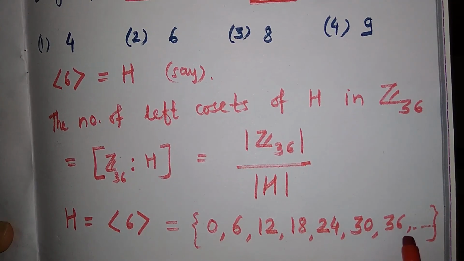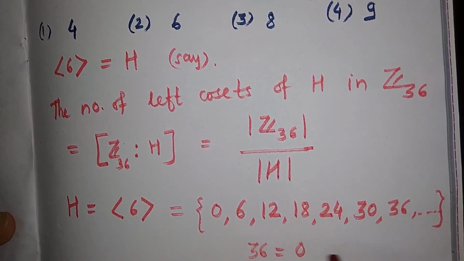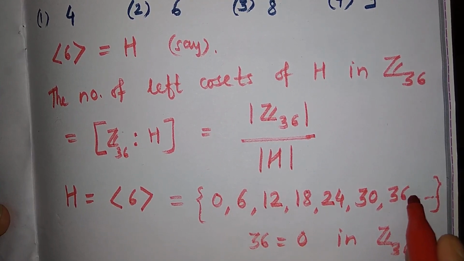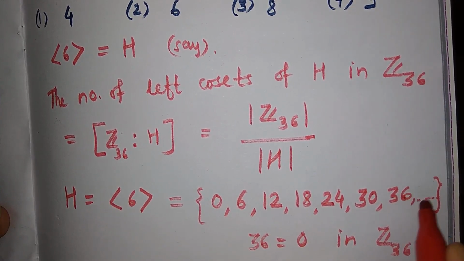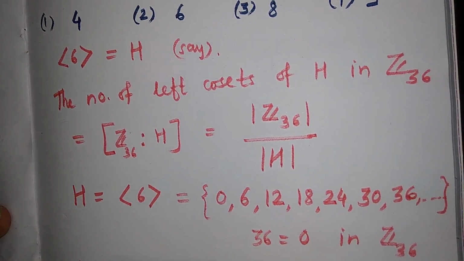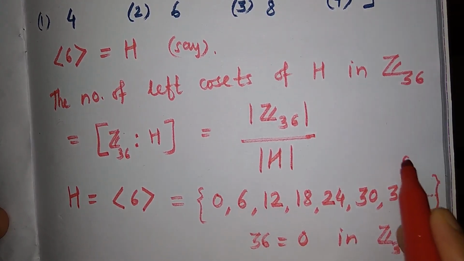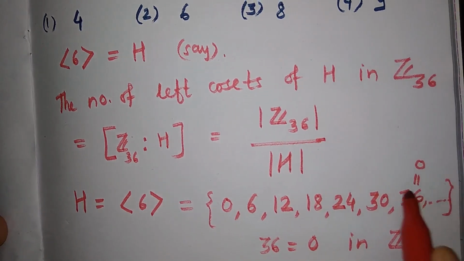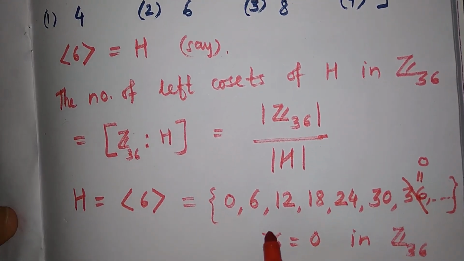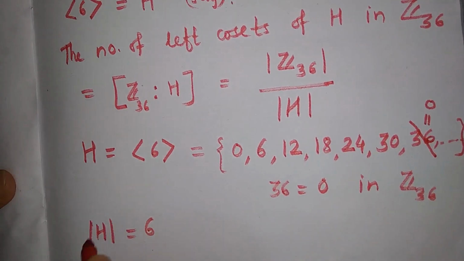Now you just note that this 36 is the same as 0 in Z36, right? Because 6 divides 36, 36 divides 36. So the order of H is just equal to, so this is the same as 0, so we should not count it again. So this is 1, 2, 3, 4, 5 and 6. So the number of elements in this subgroup is just 6. That means the order of H is 6.